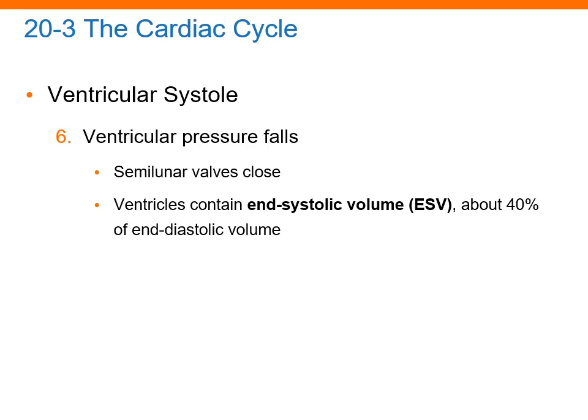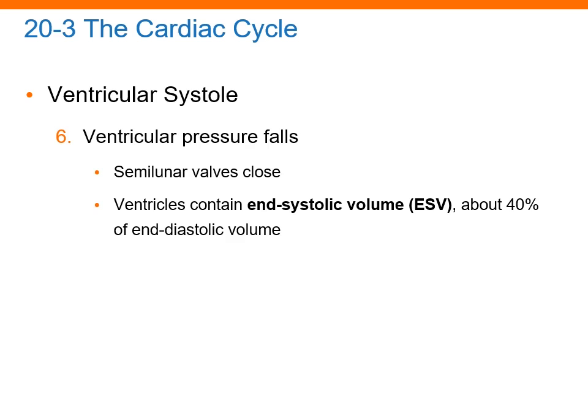So then, of course, we have another term called the end systolic volume. So at the end of systole, believe it or not, the ventricles still have a lot of blood in them. About 40% of the end diastolic volume would be the end systolic volume. So that means we only eject about 60% of the blood in the ventricles during each beat. So we have what's basically called a cardiac reserve. We have more blood in the ventricle than we necessarily would need.